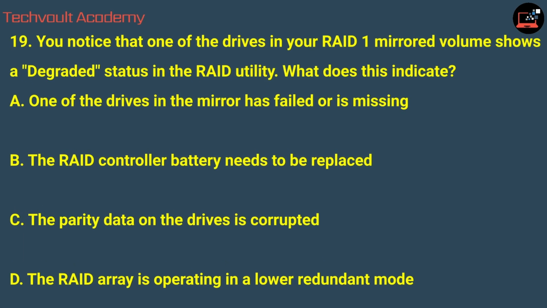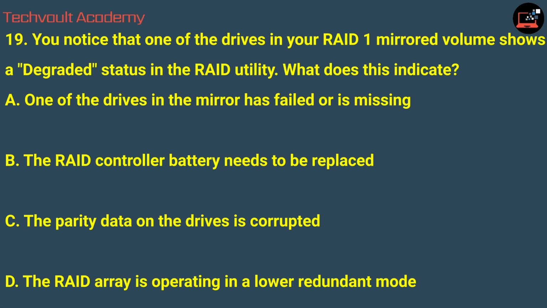19. You notice that one of the drives in your RAID 1 mirrored volume shows a degraded status in the RAID utility. What does this indicate? A. One of the drives in the mirror has failed or is missing. B. The RAID controller battery needs to be replaced. C. The parity data on the drives is corrupted. D. The RAID array is operating in a lower redundant mode.